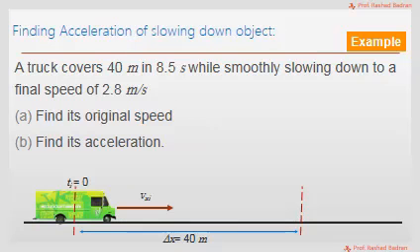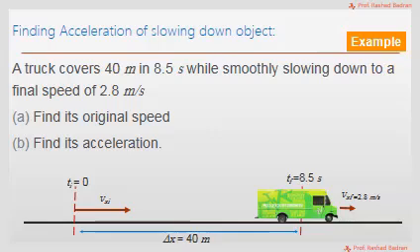This is a simple example that shows a truck moving with an initial velocity, and it covers a distance of 40 meters in 8.5 seconds, and it reaches up to a final velocity of 2.8 meters per second. So what is its original velocity at the starting point, and what is the acceleration?